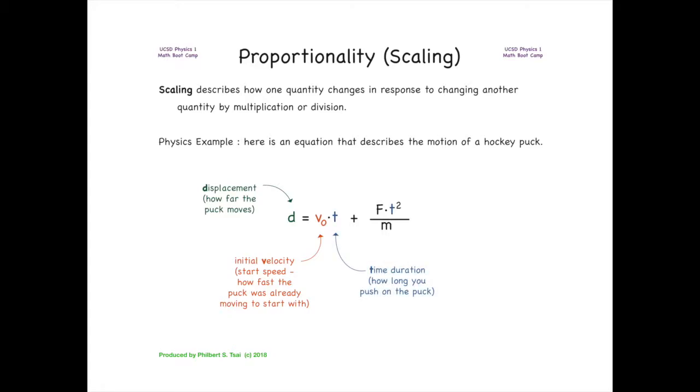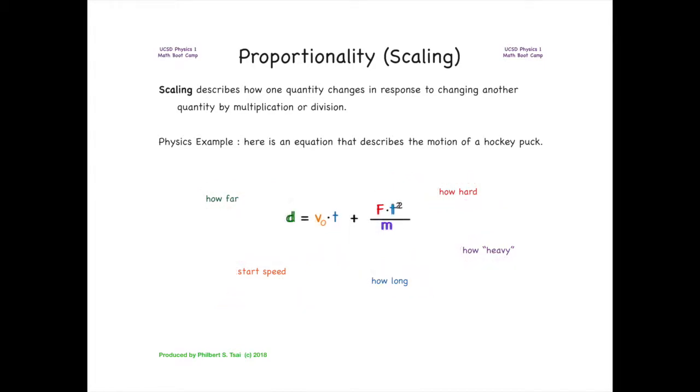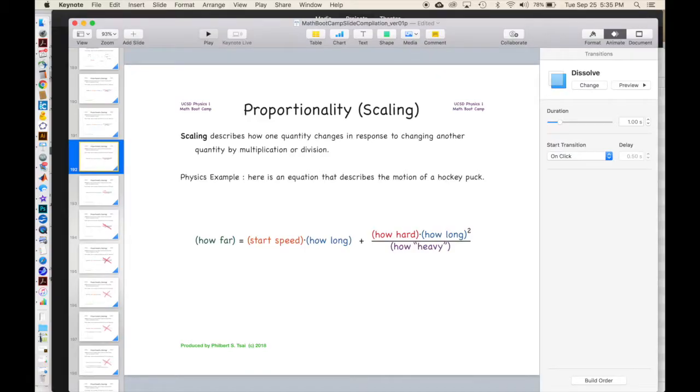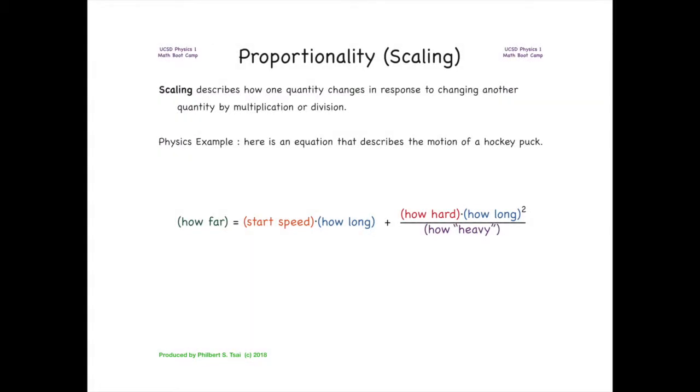T is just the time. How long do you push the puck for, or how long do you observe the puck being pushed for? F is the amount of force that you apply onto the hockey puck. And m is the mass of the hockey puck itself. If we substitute the symbols in the equation for their meanings, we get something that might be a little easier for a beginning student to understand. Let's consider some special limiting cases of this equation.